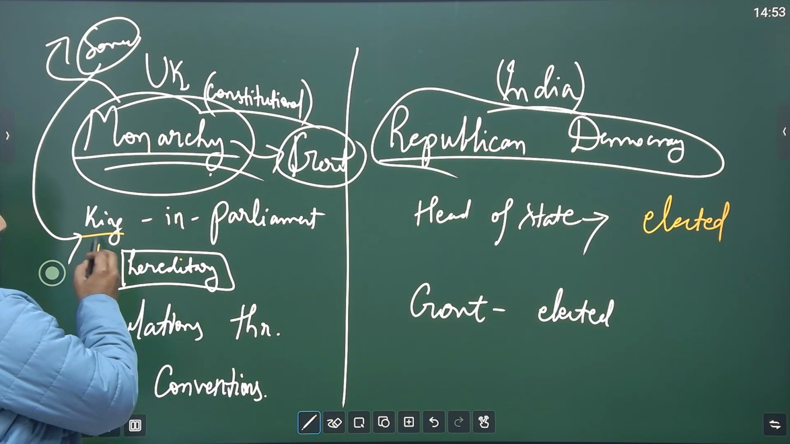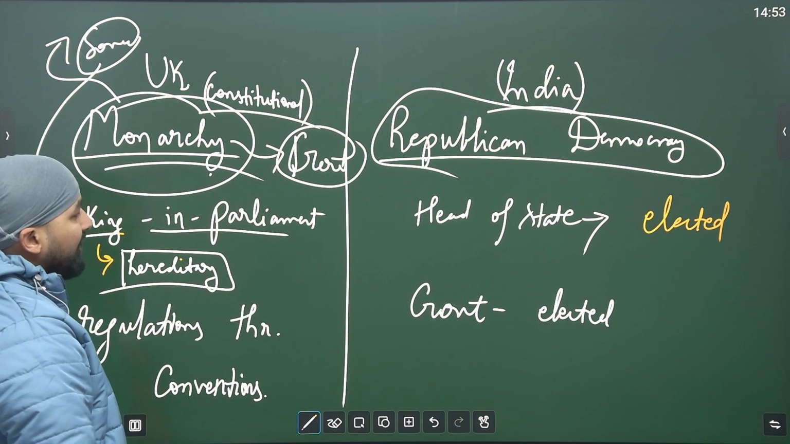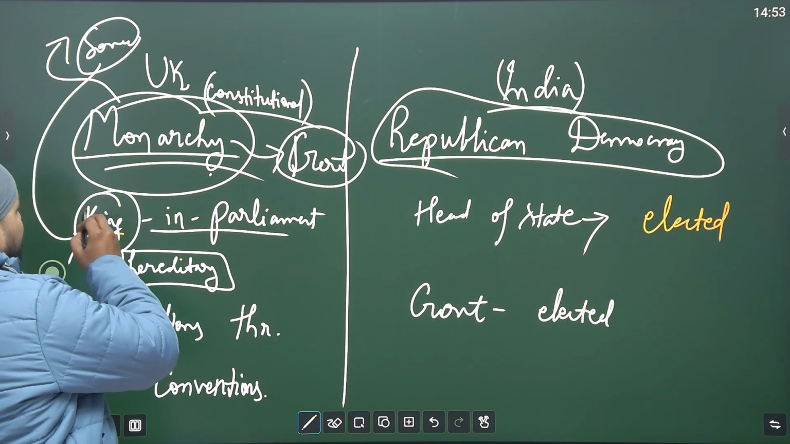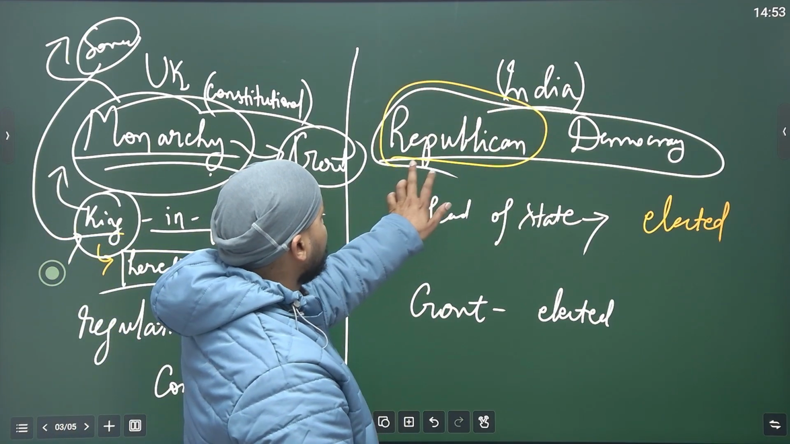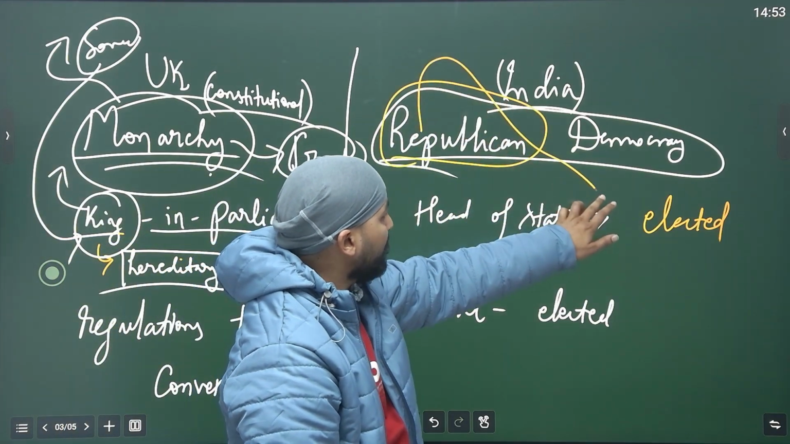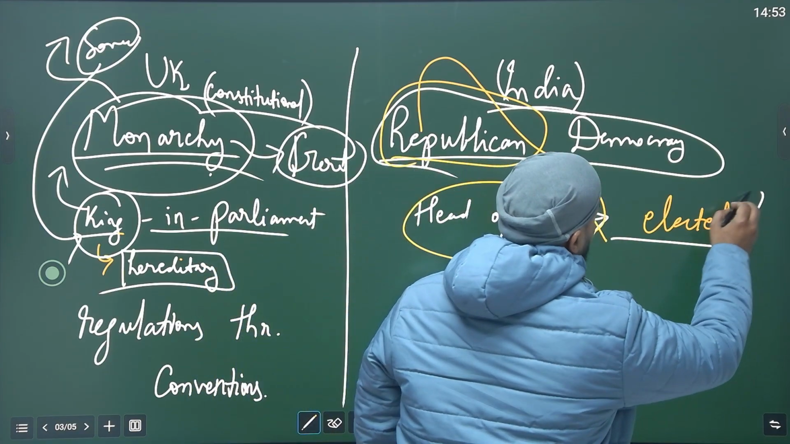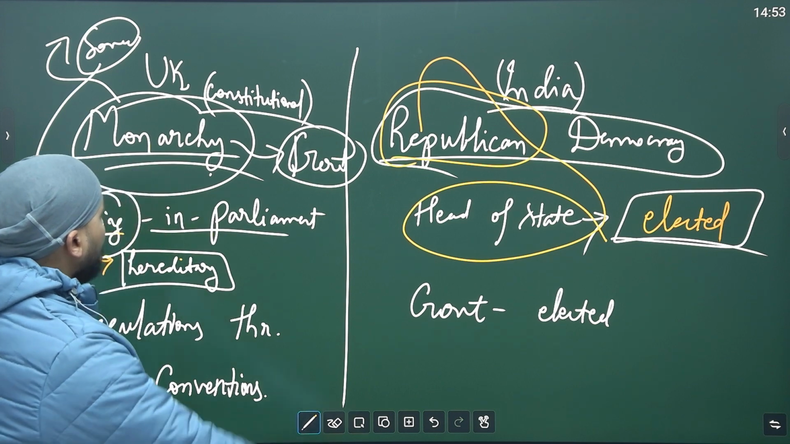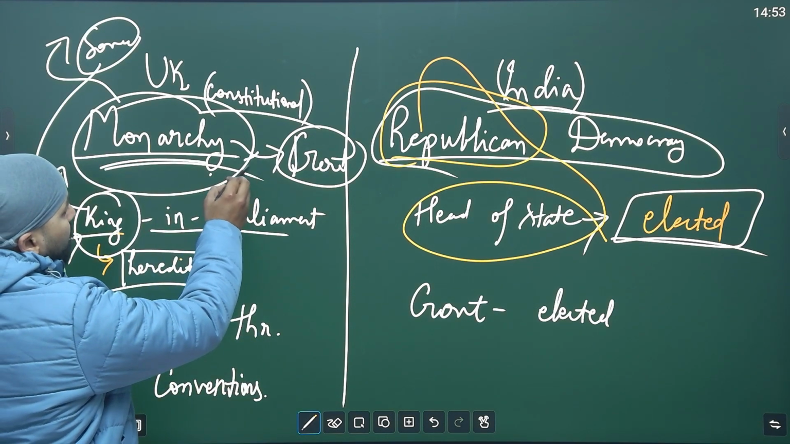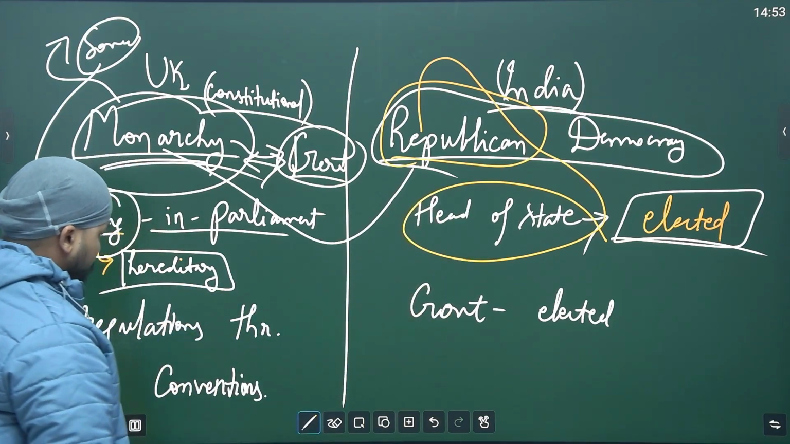King in parliament. In India, it is known as president in parliament. So this king or queen is hereditary. But in the republican system, any citizen can rise to the office of head of state, open to all. He is an elected person. That is the difference. Monarchy is not the opposite of democracy. It is the opposite of republic.